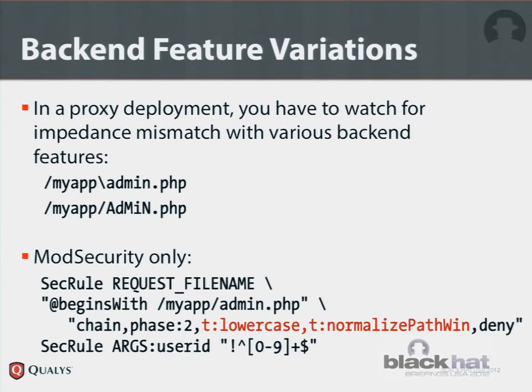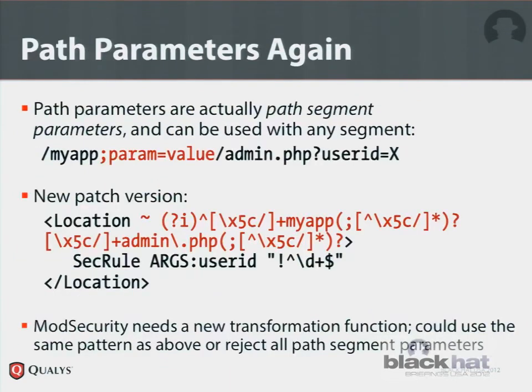We just use a different transformation function: we apply the lowercase transformation function, and we apply normalizePathWin, which is a special variant that will convert back slashes into forward slashes and do a few other things that the Windows installation would. But of course, we can complicate things further. If you recall path parameters, they're not actually path parameters, they're path segment parameters, and they can apply to any path segment. So we can put one right there in the middle of a path, and then we put some random stuff, we break the path, and then we break the detection. So I went back to try to fix Apache, and I had to complicate the regular expression further.